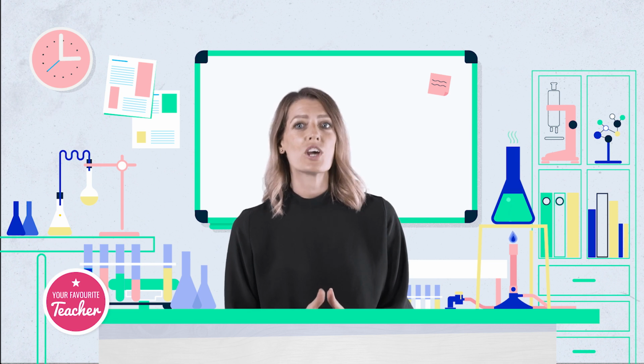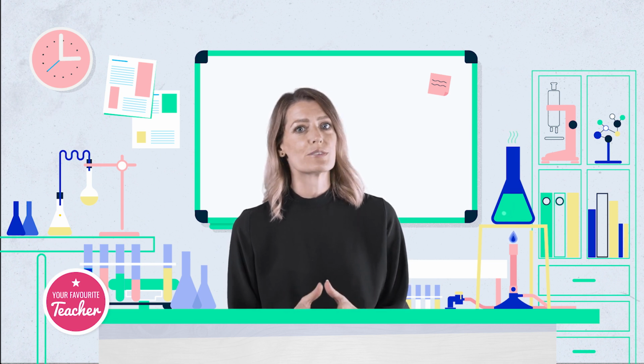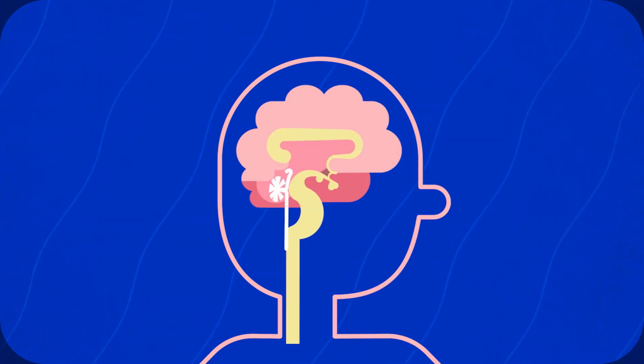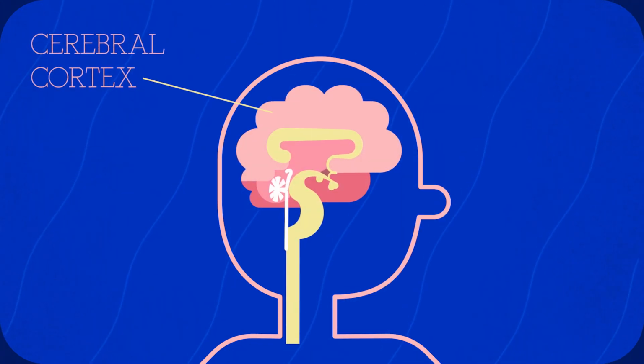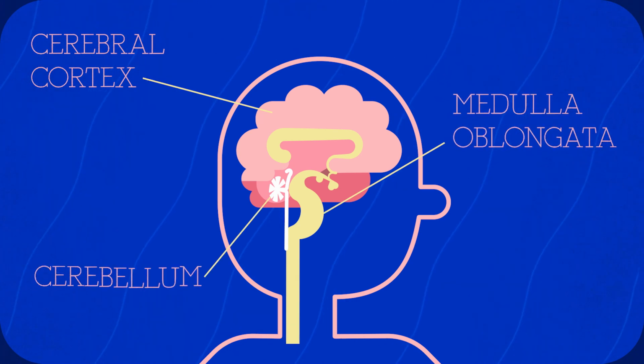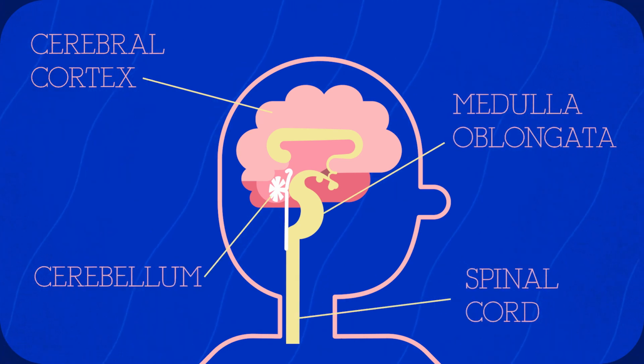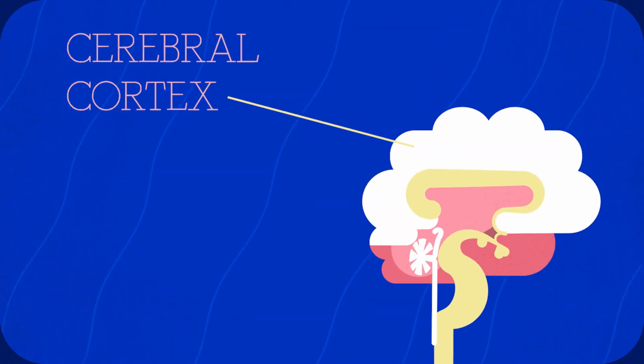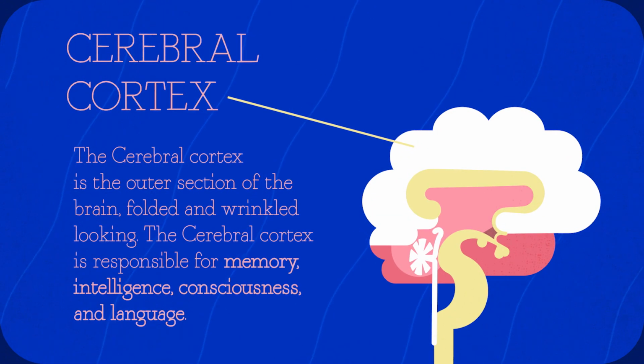For your exam, you are required to be able to identify different regions in the brain and identify their different functions. You will need to identify the cerebral cortex, medulla, cerebellum, and spinal cord on a diagram of the brain and describe their role in humans. The cerebral cortex is the outer section of the brain, folded and wrinkled looking. The cerebral cortex is responsible for memory, intelligence, consciousness, and language.